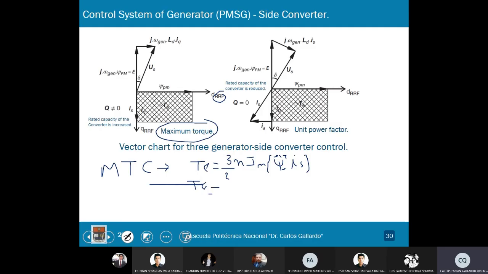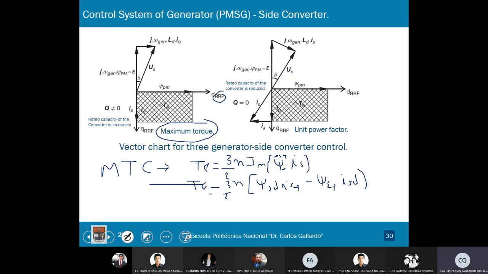So the electromagnetic torque is equal to 3/2 times the number of poles. I will split it up in two components. I will have here the stator flux on the D axis times the stator current on Q axis minus the stator flux on Q axis times the stator current on the D axis. This is the second way to compute electromagnetic torque.